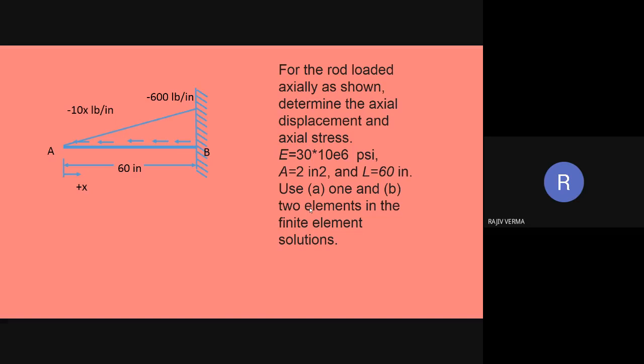So for this particular data, that is elasticity is given, area of cross section is given, we are supposed to find the solution using a number of elements. The first case is going to be when the entire bar has been divided into a single element. Then we are going to divide the bar into two elements and so on.